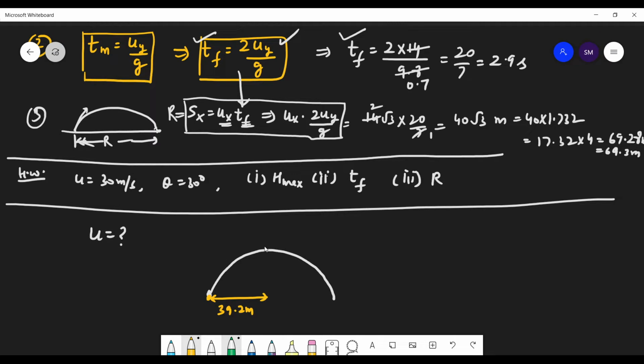So there is a window over here, and it is at a height of 19.6 meter. So the ball passes through it. Okay. So it just passes through it. That's the question.